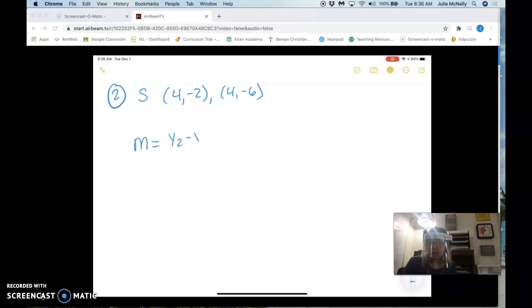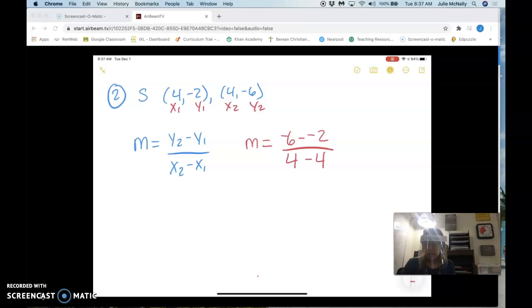Remember, we got y2 minus y1 over x2 minus x1. So I'm going to label my ordered pairs. It will not let me write above. And then I'm just going to plug it in. So I get m equals -6 minus a -2 and 4 minus 4. So these turn to plus. I get m equals -4 over 0.